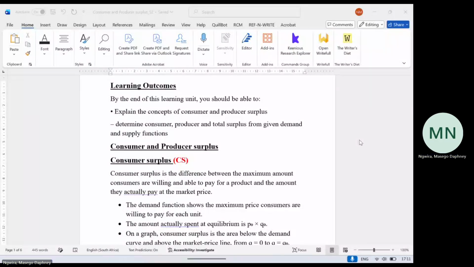Today's lesson is on consumer and producer surplus. Learning outcomes: by the end of this learning unit, you should be able to explain the concept of consumer and producer surplus, and determine consumer, producer, and total surplus from given demand and supply functions.